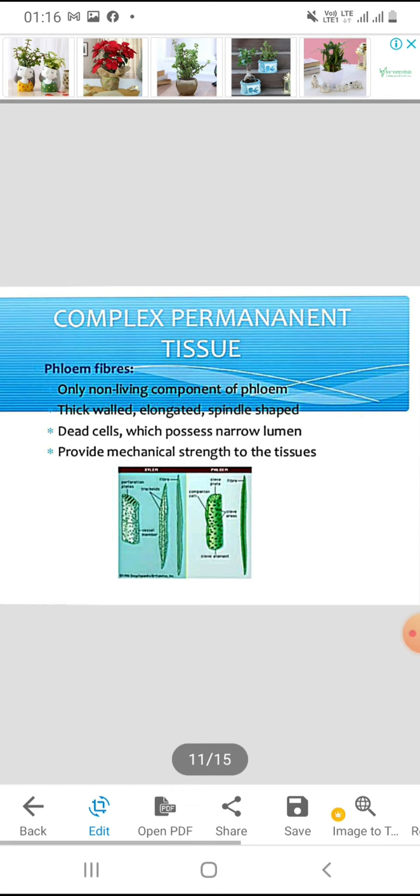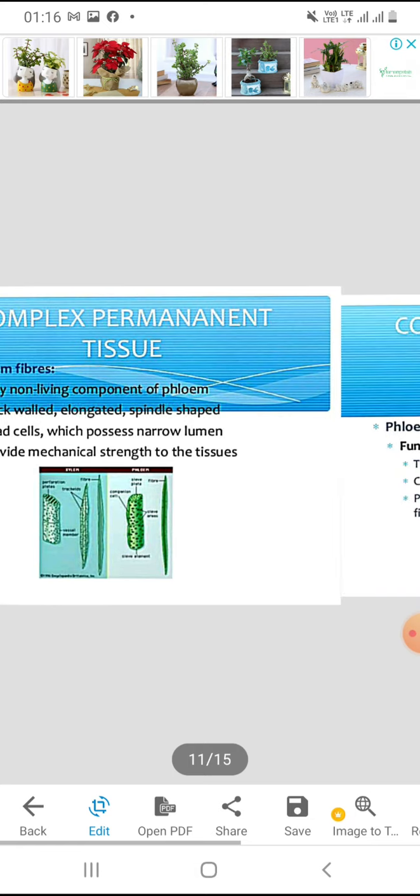Next tissue is phloem fiber. These are the only non-living components of phloem: thick walled, elongated, spindle shaped dead cells with a narrow lumen, which provide mechanical strength to these tissues.